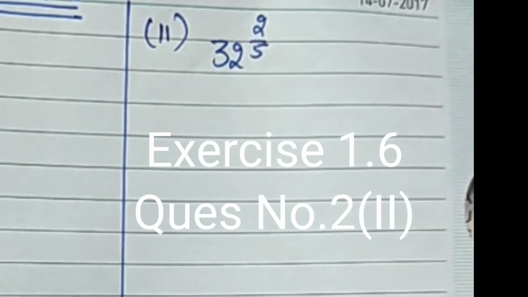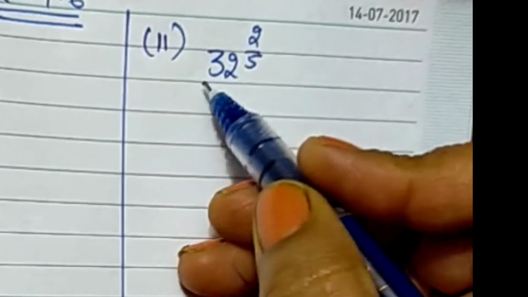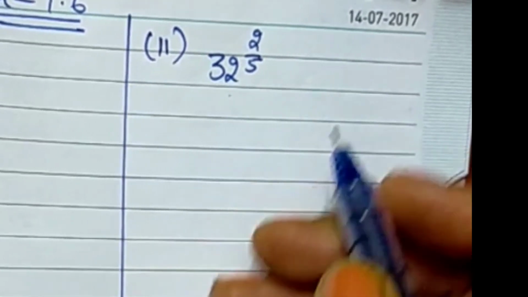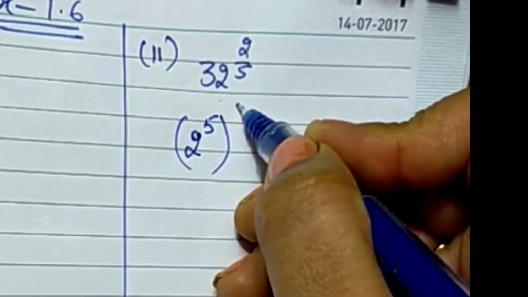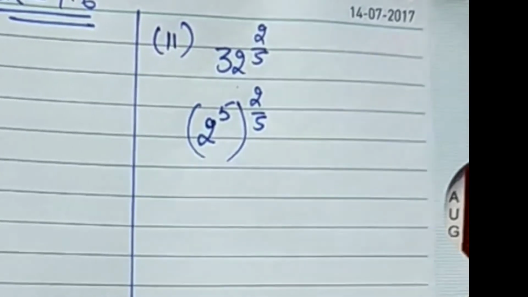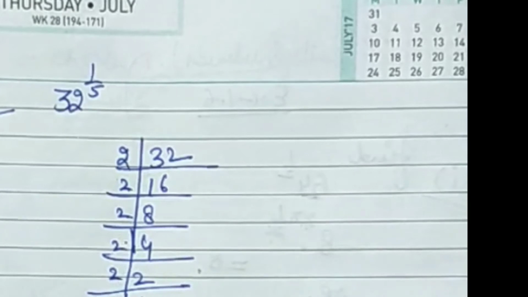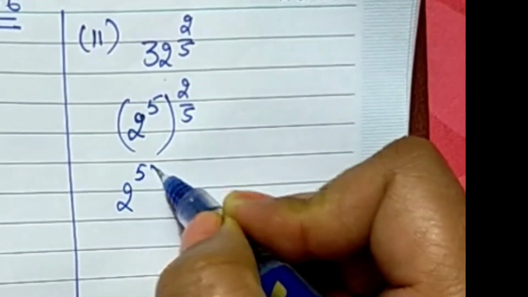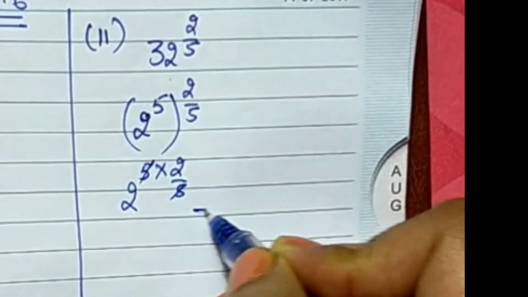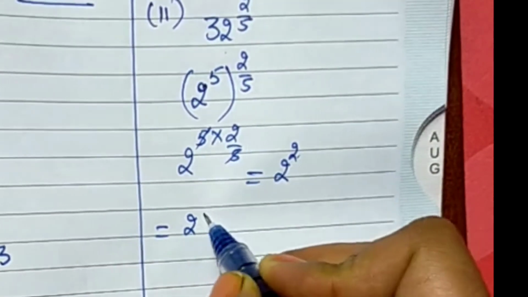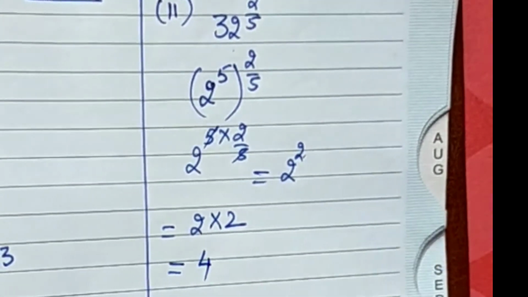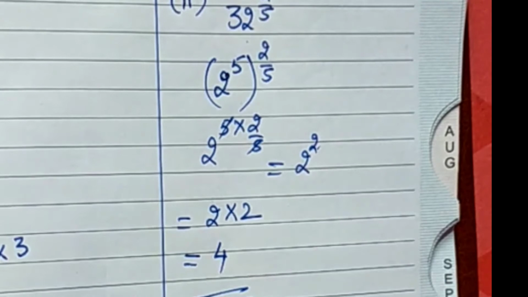Now the next part, 32 raised to power 2 by 5. Again we have to do the factorization of 32, which is equal to 2 raised to power 5. We have done this in the previous question as well. Here you can see 32 is 2 raised to power 5. So base same with multiple powers. That means we are left with 2 square, and 2 square can be written as 2 into 2, 2 times. So we got 4 as the answer.